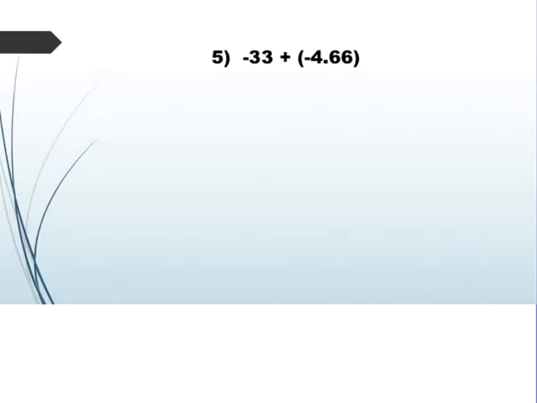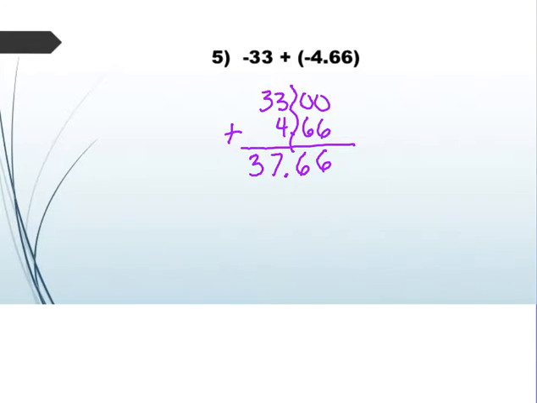Example number 5. Signs are the same. It is addition. Simply add. 33 plus 4.66. Add zeros. Simply add 6, 6, decimal, 7, 3. Since they're both negative, my answer is negative 37.66.